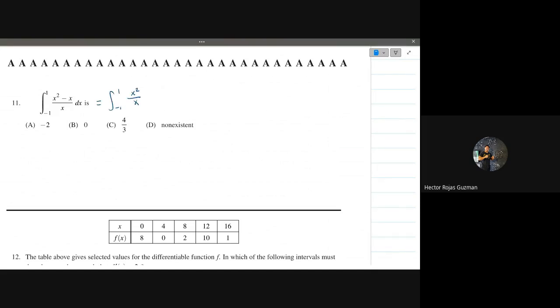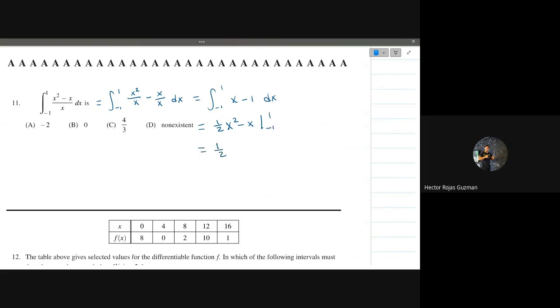x squared divided by x minus x divided by x. Okay, this is going to simplify to x minus 1. And now you can actually find the antiderivative pretty easily. We have 1/2 x squared minus x evaluated from negative 1 to 1.